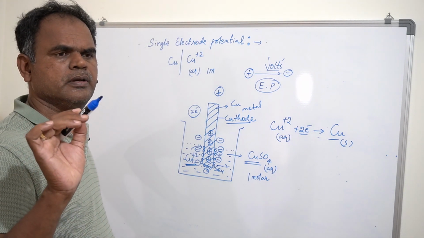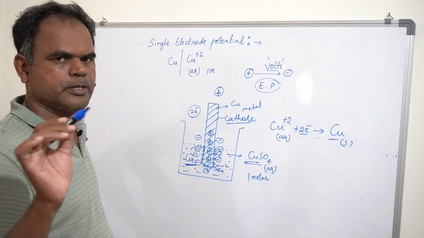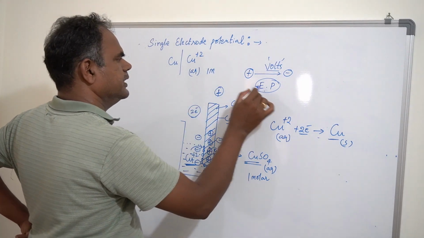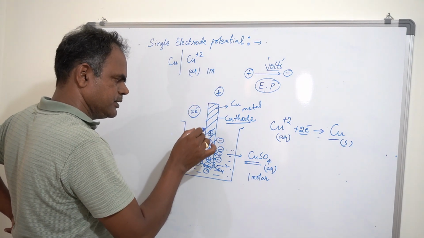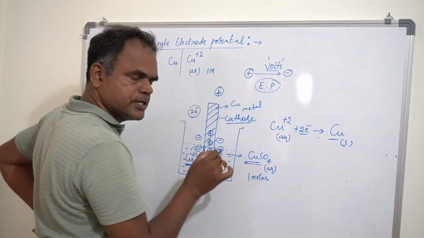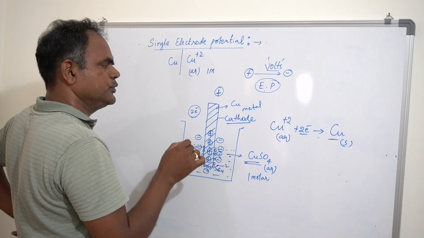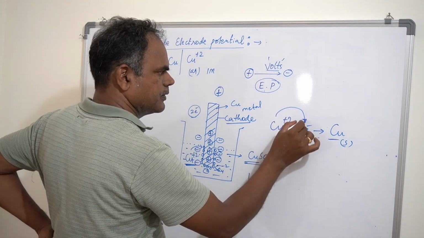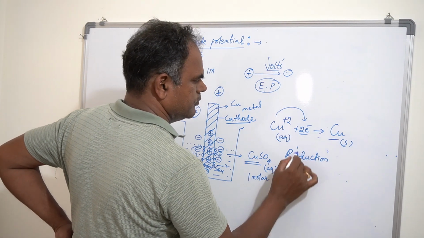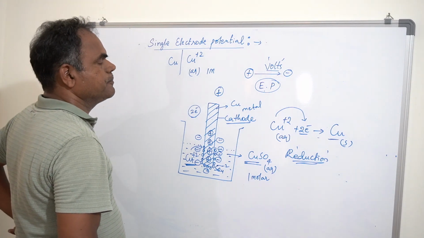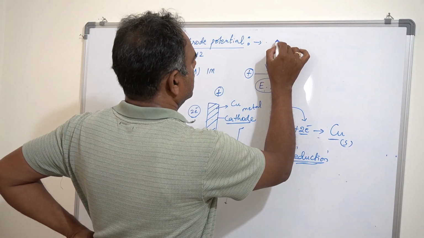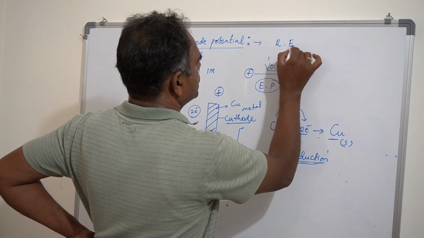1 coulomb per second that passes through the solution is a volt, we say. So that electrode potential is due to the metal plate in the copper sulphate solution. Hence it is said to be single electrode potential, and this single electrode potential is due to accepting of electrons, which is called reduction. So now this single electrode potential is said to be reduction electrode potential.